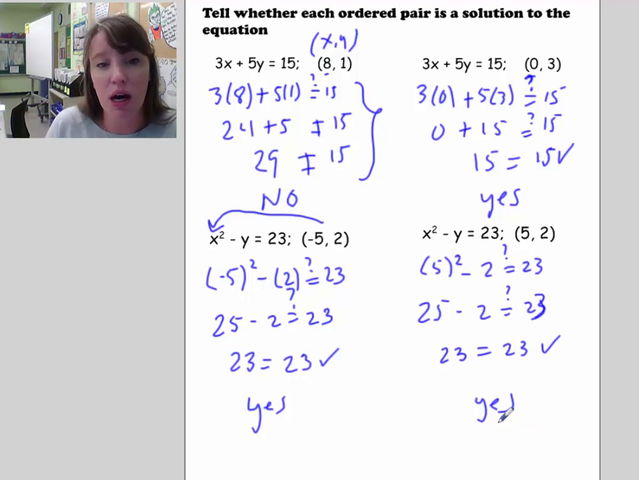If you're ever asked to determine whether an ordered pair is a solution, then this is how you do it. You substitute the x and y values in. Now note, when you say ordered pair, again, they're ordered. So the first value only gets substituted in for x, and the second value only gets substituted in for y.